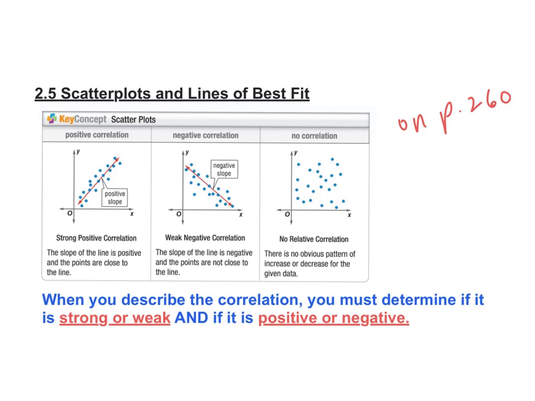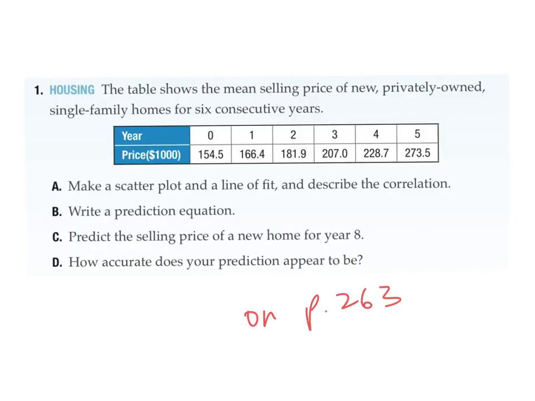If they move up from left to right, we describe it as positive. If they move down from left to right, we describe it as negative. So you're going to use a combination of these words to describe the correlation unless there is no correlation. That's the type of problem that you're going to be working on in your homework.